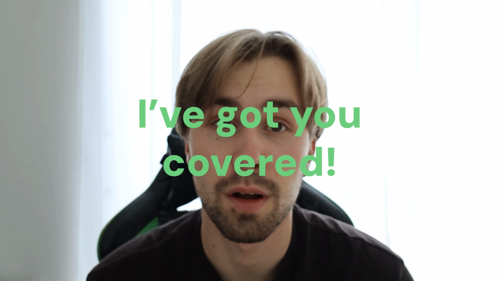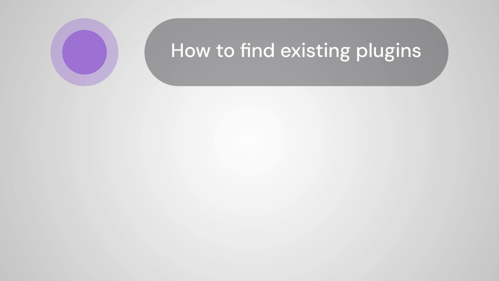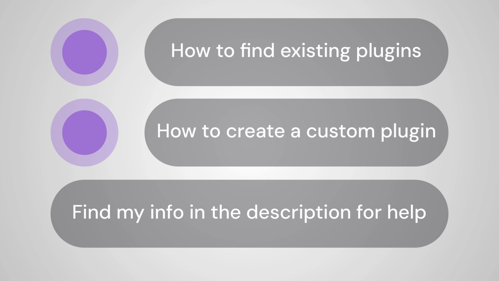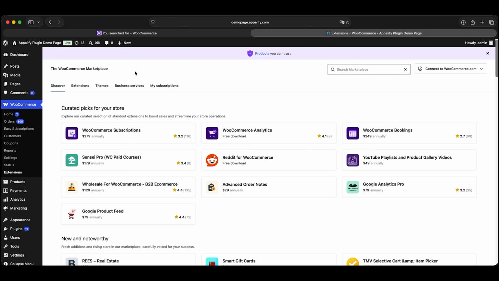Now I have you covered on that. In this video, I'm first going to show you how to find the payment processors if you're using one that already has an existing plugin. After that, I'm going to show you the architecture that you can use if you're integrating a payment provider that doesn't already have a WooCommerce plugin. And if you'd rather have someone build it for you, my contact details and form are in the description.